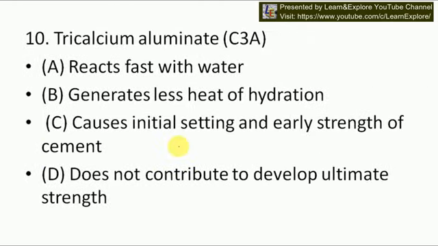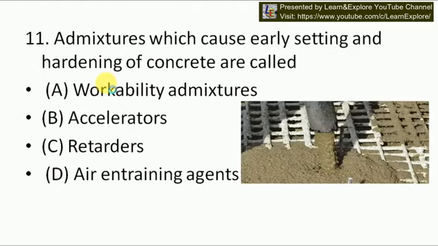Next question. Tricalcium aluminate, C3A, A, reacts first with water, B, generates less heat of hydration, C, causes initial setting and early strength of cement, D, does not contribute to developing ultimate strength. So our answer will be generate less heat of hydration, right?